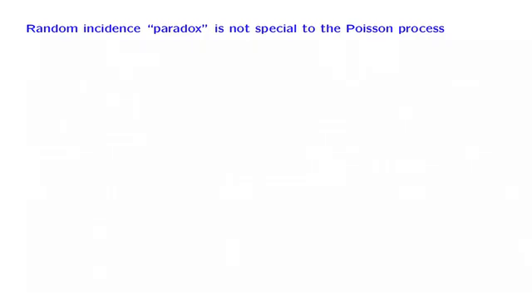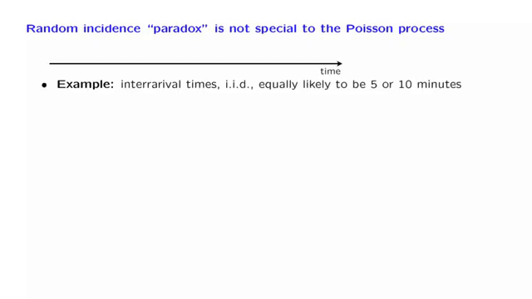In this segment, we go through another random incidence example, one that does not involve a Poisson process, but a much simpler arrival process. We do this for two reasons. One is because of the simplicity of the example, perhaps the intuition will be a little more transparent. And the second reason is to illustrate that we're dealing with a phenomenon that's not specific to the Poisson process, but is much more general.